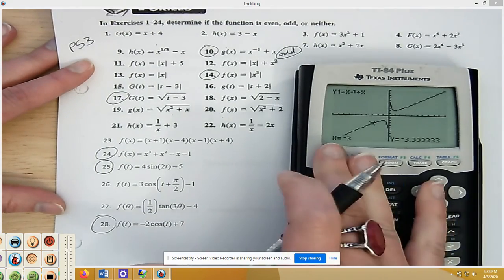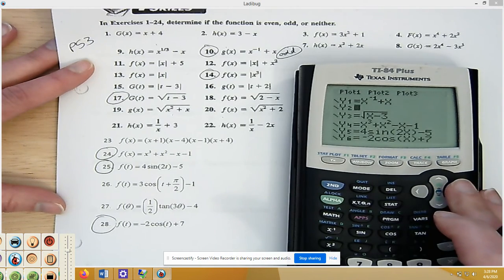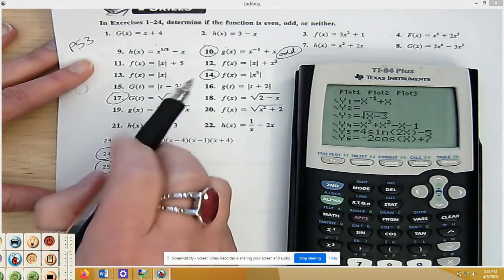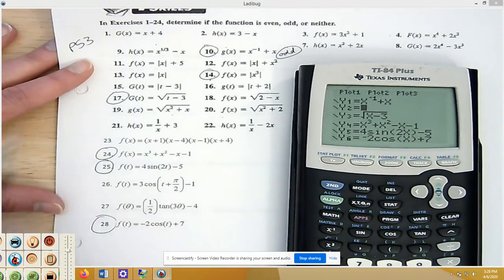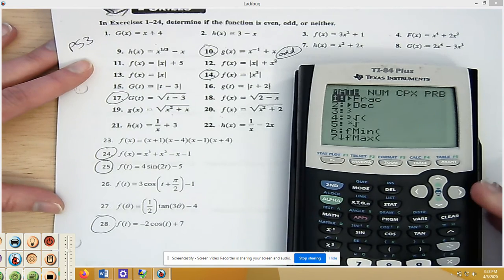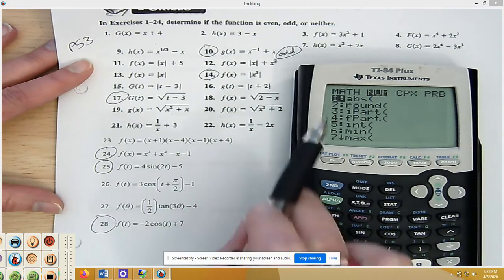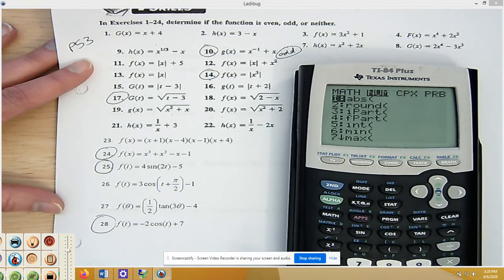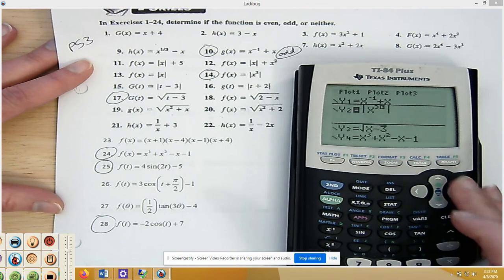All right, I'm going to come back over here. I'm going to deselect that. And now for y2, I want to put in number 14. So this is an absolute value with an x cubed. So I have to go into the math menu and then scroll to the right to num, and ABS, number 1, stands for the absolute value function. So I hit enter, and now I can type in x to the third.